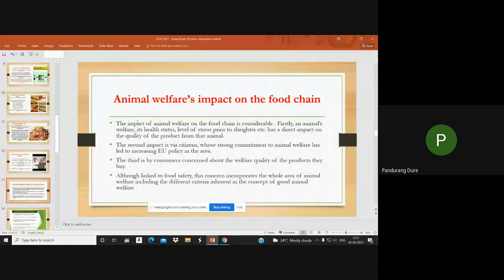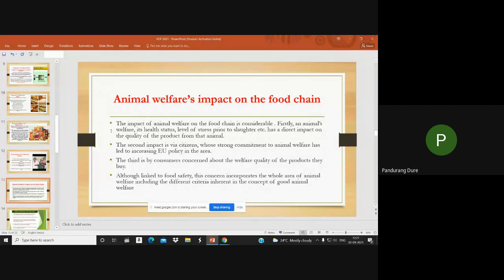And now the recent trend in meat, fish, and poultry processing is animal welfare. Animal welfare is very important. The animal's health status and level of stress are also very important, because whenever we slaughter such an animal and obtain nutrients from it, proper hygienic conditions are required.